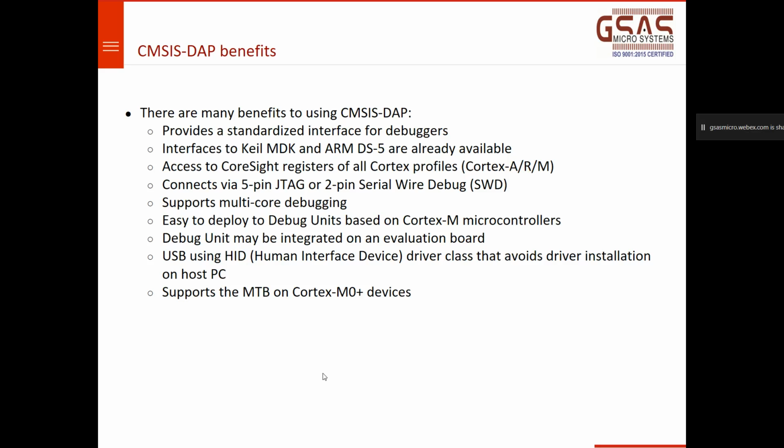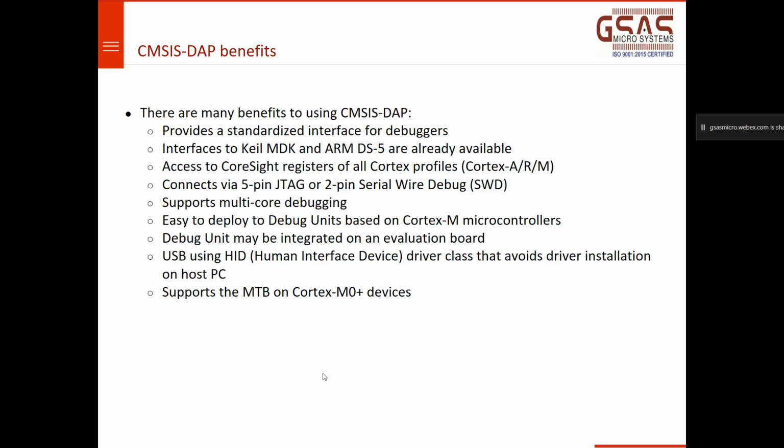So you can access the CoreSight registers through this CMSIS-DAP on any of these profiles. Please note they have written ARM Cortex-A, Cortex-R, and Cortex-M. This is not only limited to M, it is also for Cortex-A. So you can connect to the actual target device through JTAG 5-pin or 2-pin serial wire debugger mode. It supports multi-core debugging. The debug unit, meaning the CMSIS-DAP interface, can be easily implemented and programmed to any Cortex-M microcontroller.